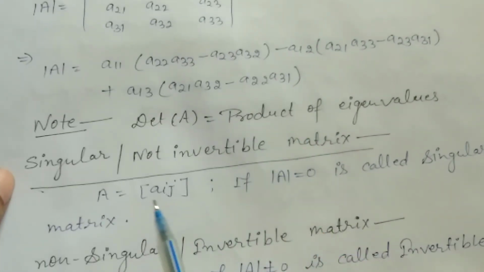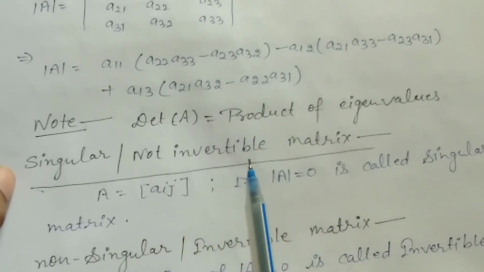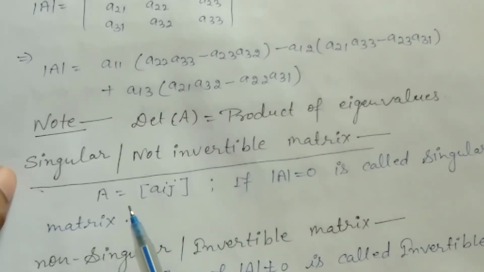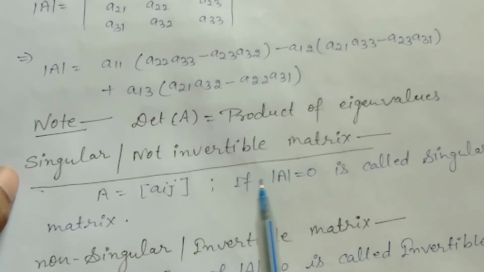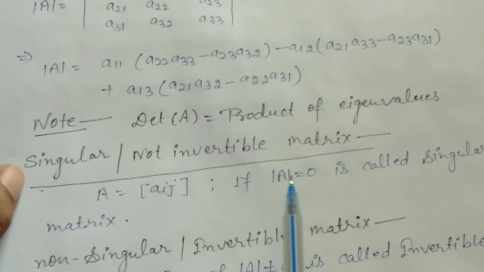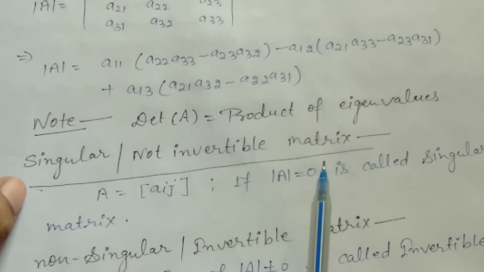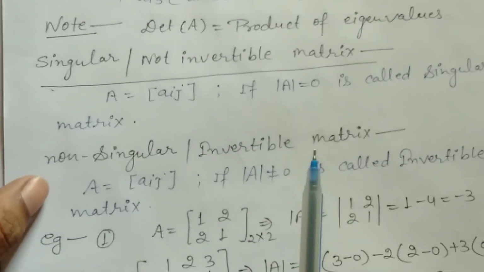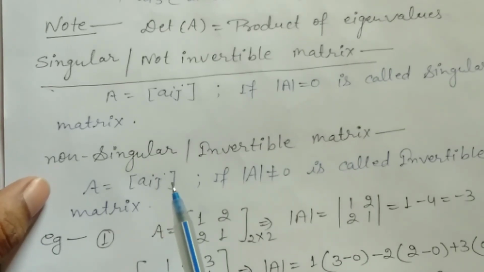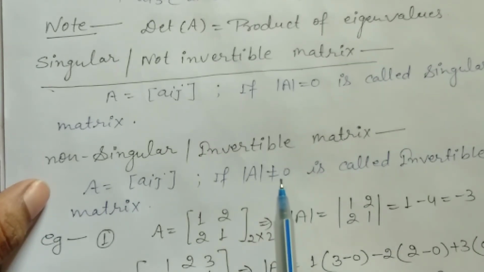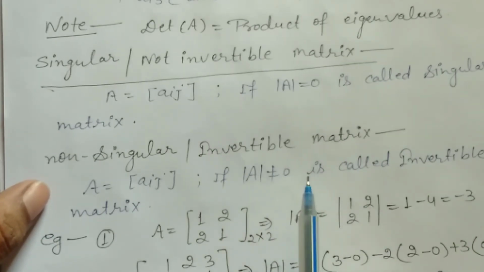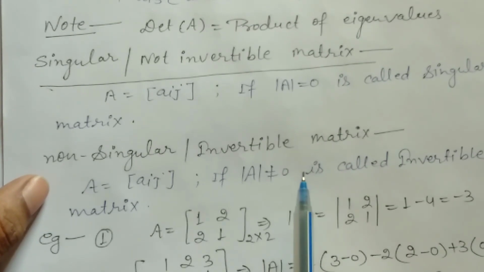Okay. Singular and not invertible matrix both have the same meaning. If matrix A equals aij is given and we check the determinant, if the determinant of A equals 0, it is called a singular matrix or not invertible matrix. Non-singular or invertible matrix: if a matrix A equals aij is given and we find the determinant, if the determinant value is not equal to 0, then it is called an invertible matrix.